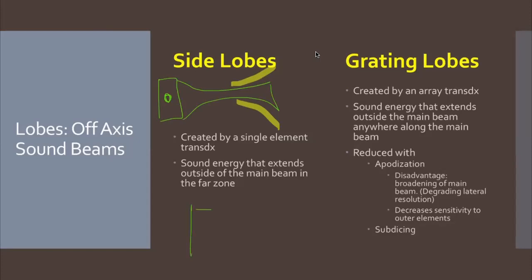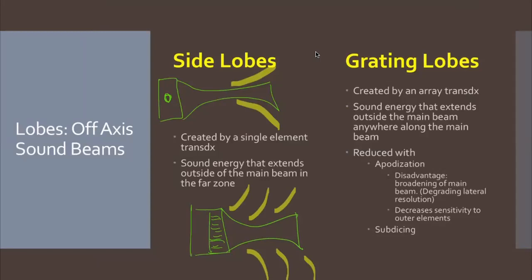Grating lobes are a little bit different. Grating lobes occur from array transducers. So here's my array transducer with all of those PZTs, rectangular shape. And grating lobes, I think about them like grating cheese. When you're grating cheese, it just kind of goes everywhere, right? So grating lobes are kind of all over the place like this. They're not just in the far zone. And these two are extra ultrasound energy that extends outside of the main beam. It can happen anywhere along the main beam, so not just in the far zone like the side lobes.